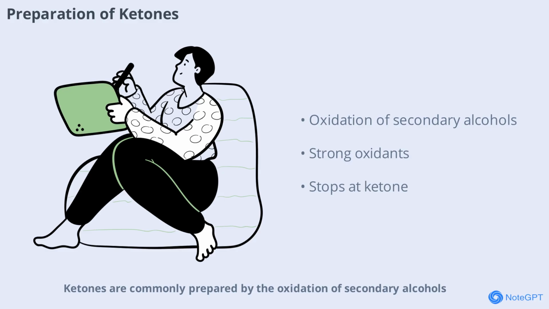Ketones are commonly prepared by the oxidation of secondary alcohols. Strong oxidizing agents like potassium dichromate or potassium permanganate are used for this purpose. The reaction stops at the ketone stage as further oxidation is difficult. This method is a staple in organic synthesis, providing a straightforward route to ketones.